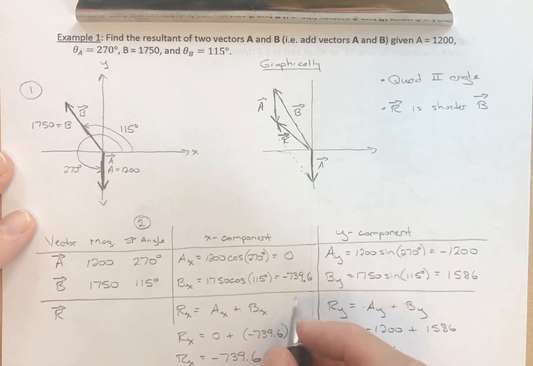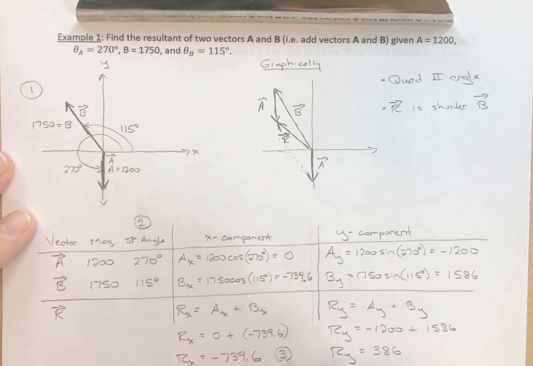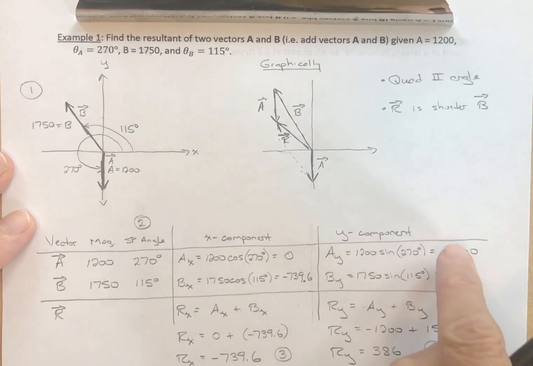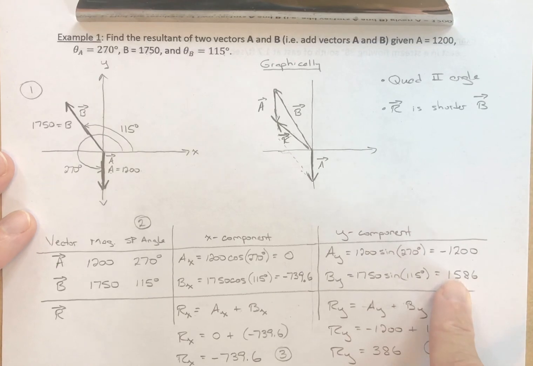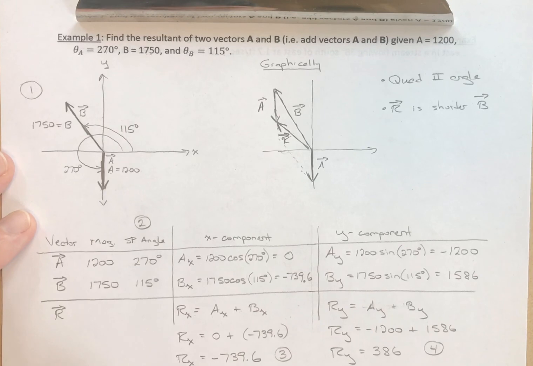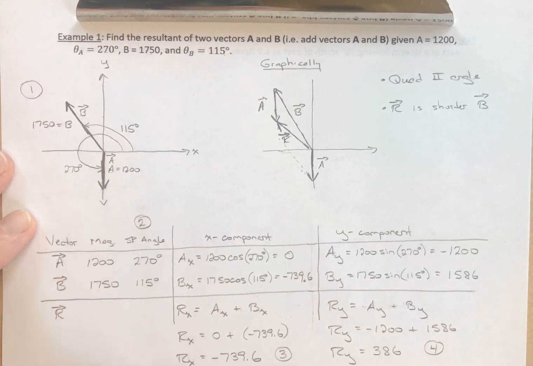Okay, so step 3 was here, find the x components of the given vectors to obtain the x component of the resultant vector. Step 4 was here, find the y components of the given vectors to obtain the y component of the resultant vector. Step 5, let's find the magnitude. We know r sub x and r sub y, so let's find the magnitude of the resultant. Let's find the magnitude of our vector r.